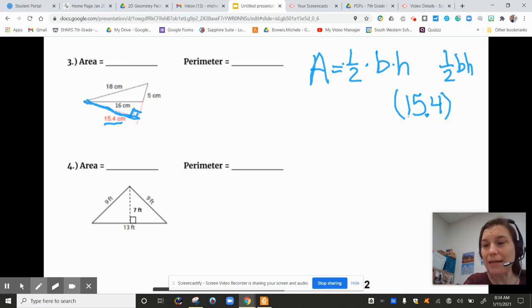Now I'm going to look for the base. The height sits on the base, so I'm looking for which of the side lengths this H sits on. The most common mistake is that people pick the 16 because it's the thing on the bottom, but this really isn't the bottom. If the height is this way, that means that you're laying down.